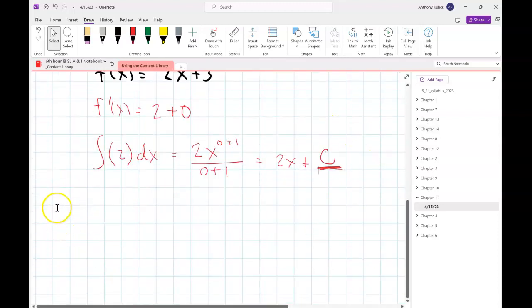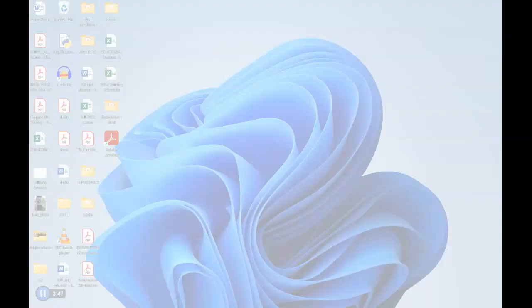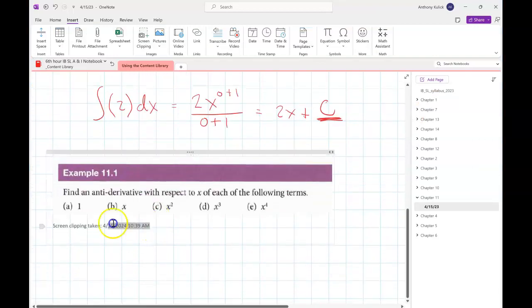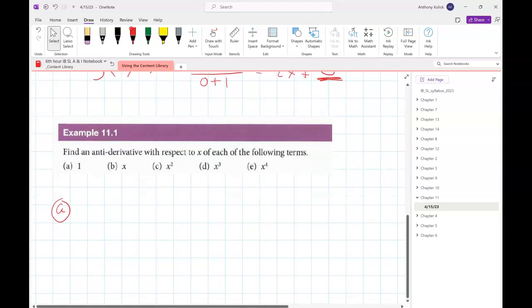All right, so let's run through a couple of examples with you guys. The directions ask us to find an antiderivative with respect to x for each of the following terms. The symbol that I use to represent that I'm doing an antiderivative is this integral symbol.